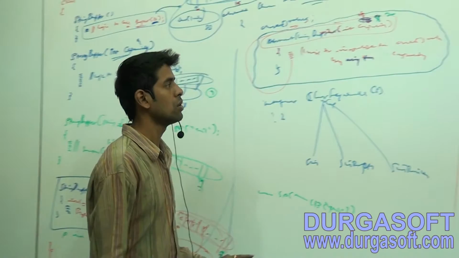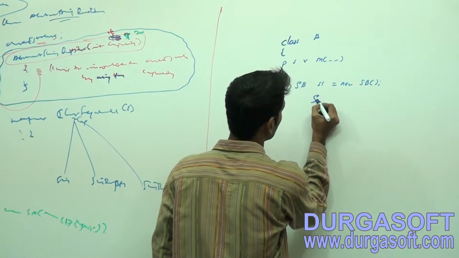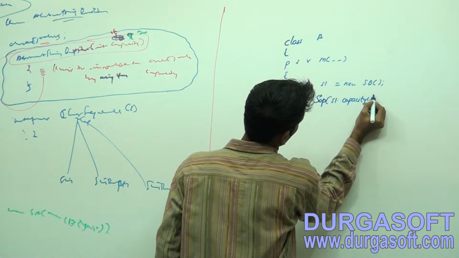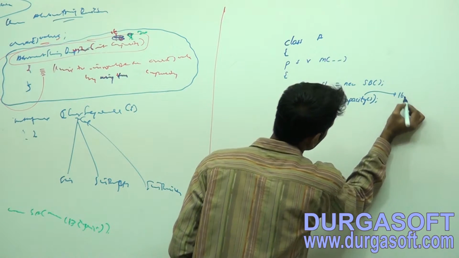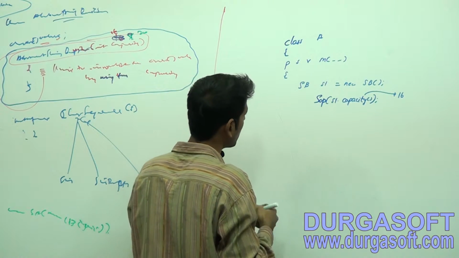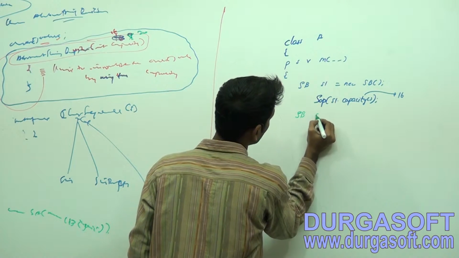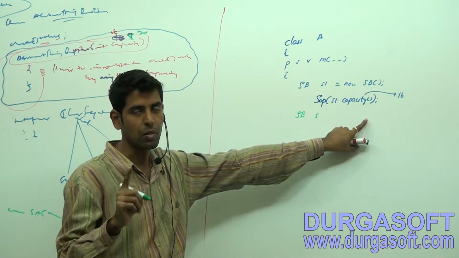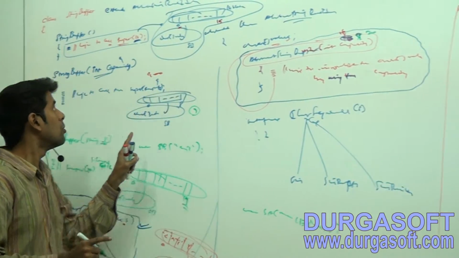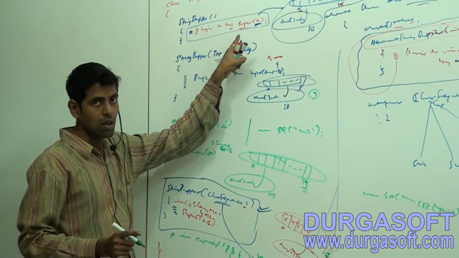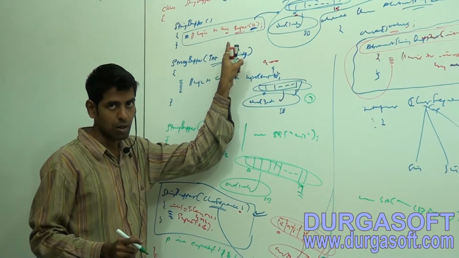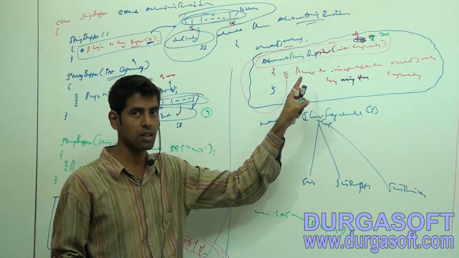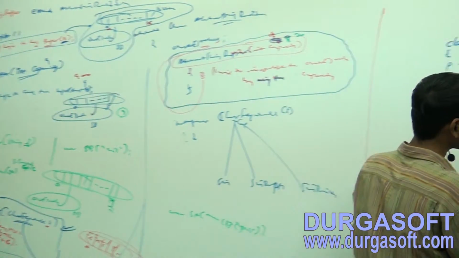Now let me call SOP of S1.capacity. What will be the answer? 16. Now I am going to create a StringBuffer class object. What is the memory representation for this one? The same thing, but the calling is different because of this constructor implementation. You are calling the AbstractStringBuilder argument constructor.